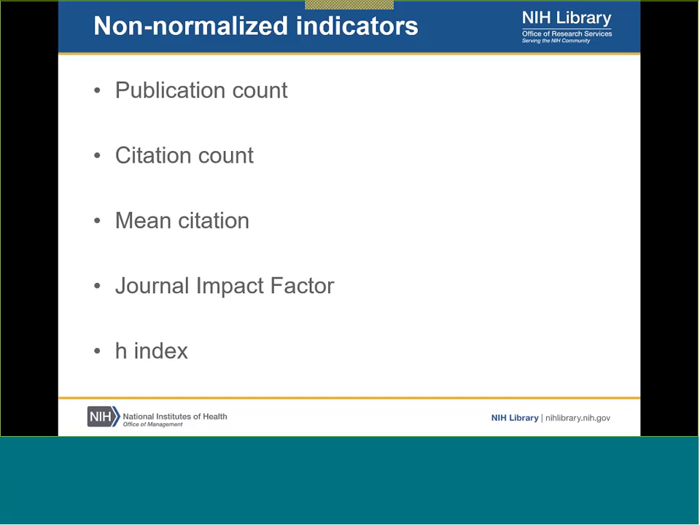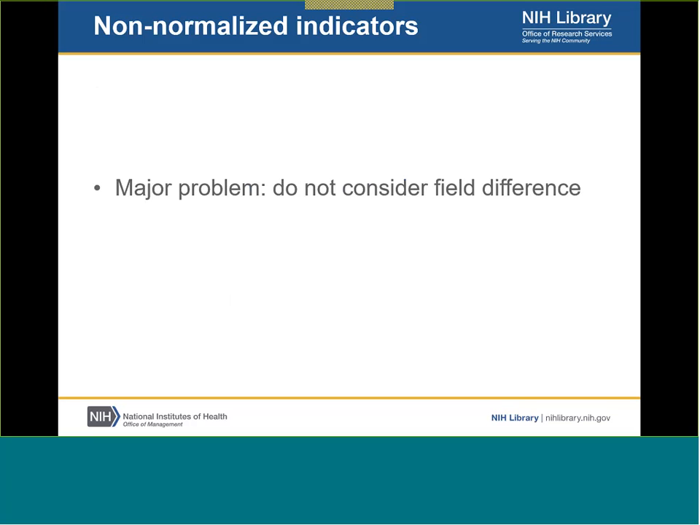Okay, so basically, all of these indicators have the same limitation, and the limitation is that they do not consider field difference. Remember, we talked about the field difference in all of the different fields. Some can have more citations or more publications. Some will have fewer publications and fewer citations, right? So if we would like to compare these groups, we would have to use different methods that consider field difference.